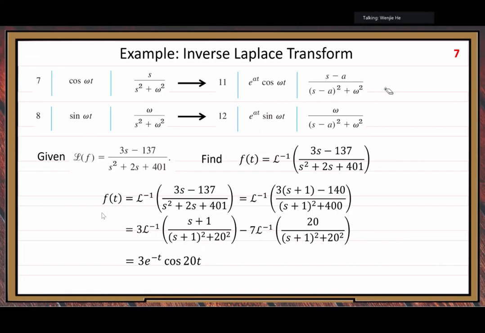Applying formula number 11, you have 3 times e to the negative t. Why e to the negative t? Because it is e to the a times t, and a is negative 1: s minus negative 1 is s plus 1. So e to the negative t times cosine of omega t, and omega is 20. The second term is minus 7 times e to the negative t times sine of omega t, with omega 20.